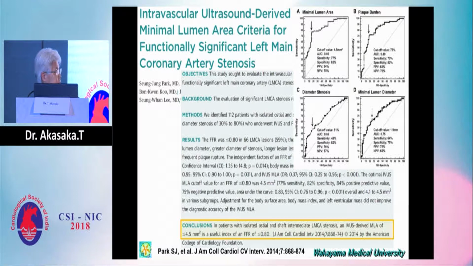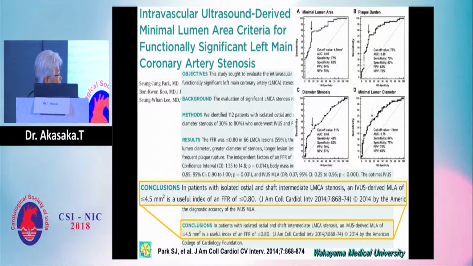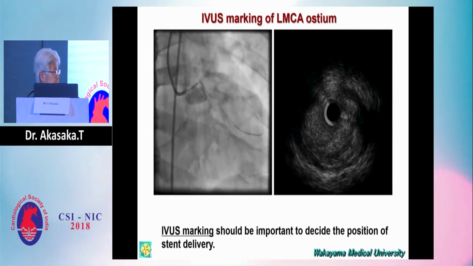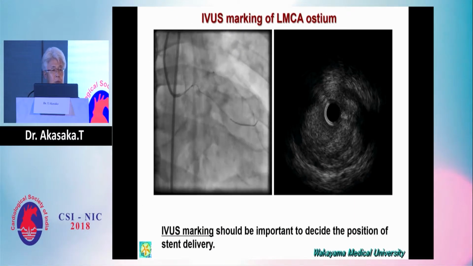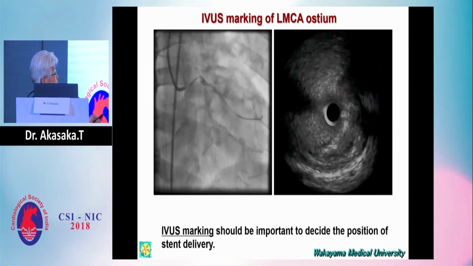However, sometimes imaging is very useful. This is based on the Asan Medical Center result. The cutoff of FFR less than 0.80 in Asian patients is a lumen area less than 4.5 square millimeters, as shown in this slide. And it might be different in US or European patients. And another advantage of IVUS is IVUS marking.